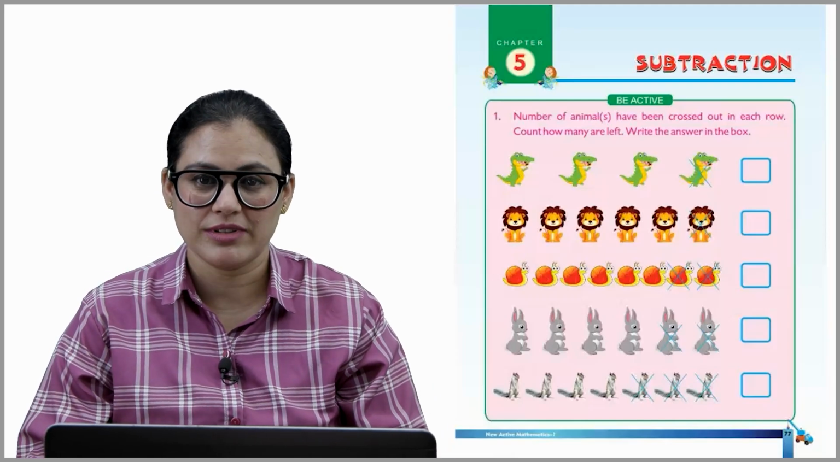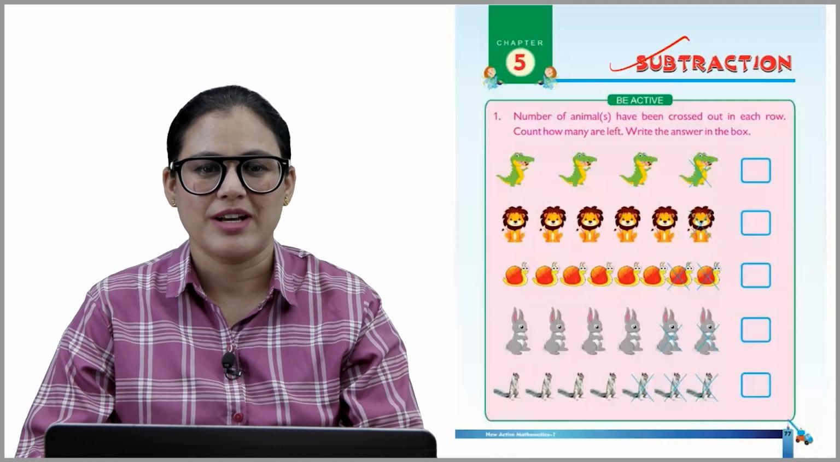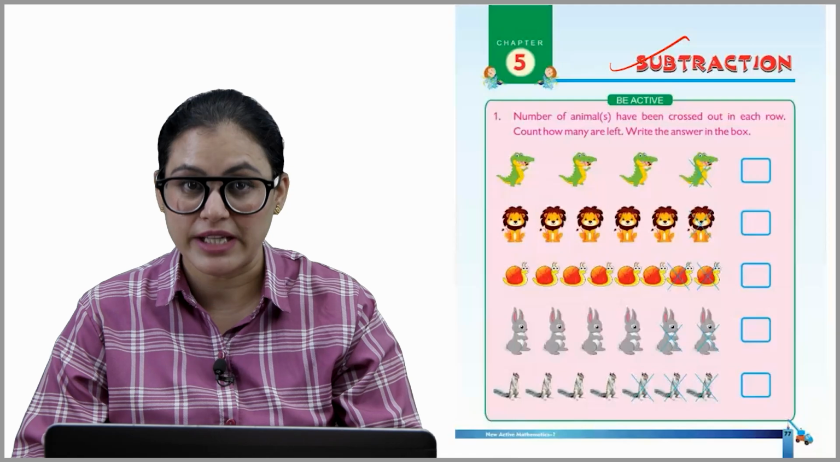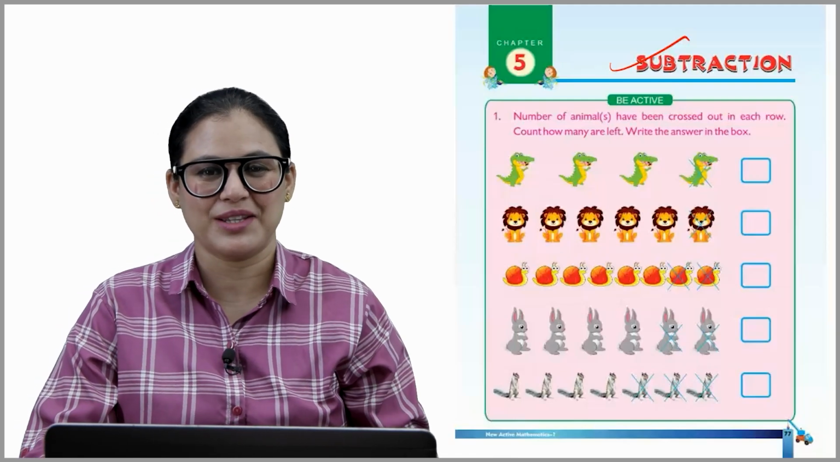Let's start today's chapter, subtraction. Be active. Number of animals have been crossed out in each row. Count how many are left. Write the answer in the box.